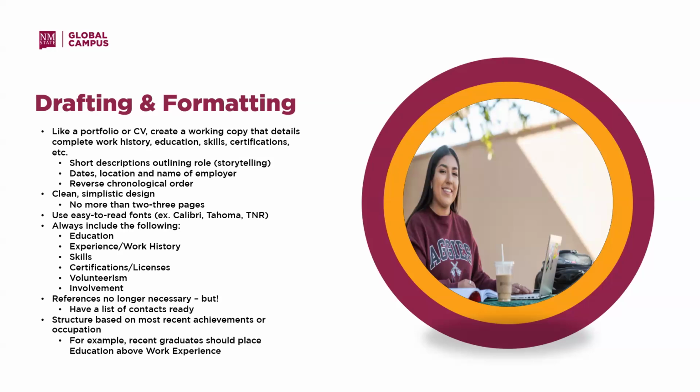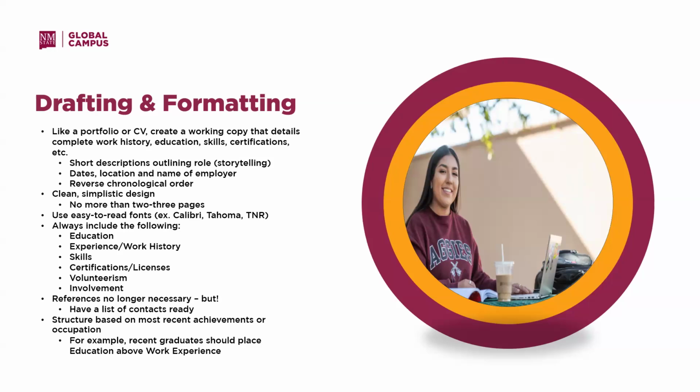And similar to like a portfolio or a CV, it's really important, and this is kind of a best practice thing, to kind of create a working copy that details your comprehensive work history. So everything you've ever done work-wise, your education, your skills, your certification, all of that good stuff, even licenses and things like that too. I personally have a working copy. It's just a Word document that I have everything I've ever done in it. And I like to use that to help me build different versions of my resume. That's the whole point of that.